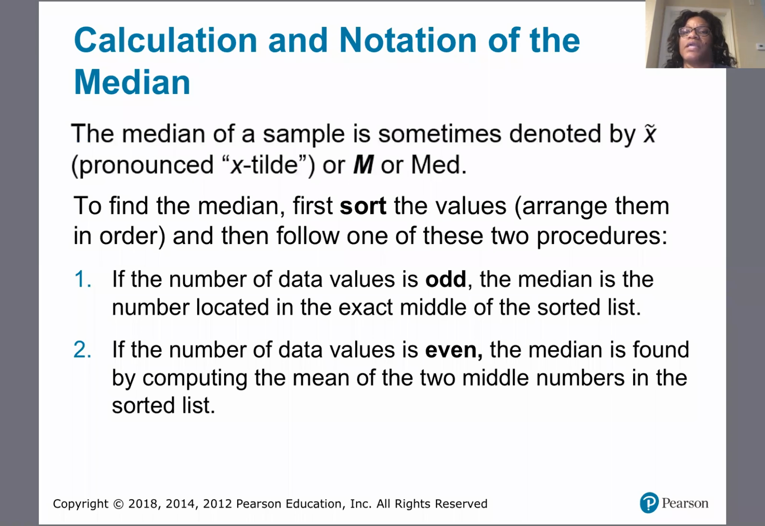So in order for us to calculate the median, we first have to sort the data values, either in ascending or descending order. Now, depending on the number of data values, if they're odd, there's a specific formula, and if it's even, there's a specific formula. If the number of data values is odd, then the median is the number located exactly in the middle of the list. If the number of data values is even, then we have to find the 2 middle numbers and take the average, or take the mean.